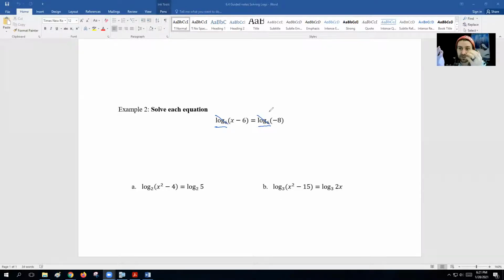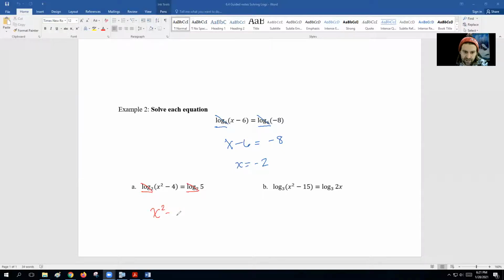If I had 2 to the 3x power is equal to 2 to the 5th power, they just cancel each other out. So this becomes x minus 6 equals negative 8. All we got to do is add 6 over here. X would equal negative 2. So let's double check our work here.